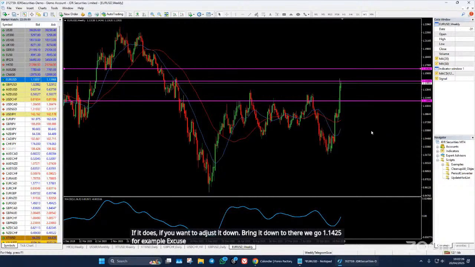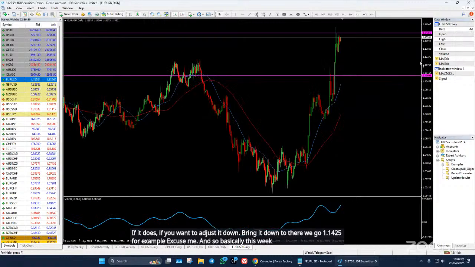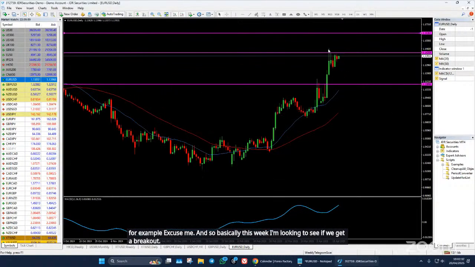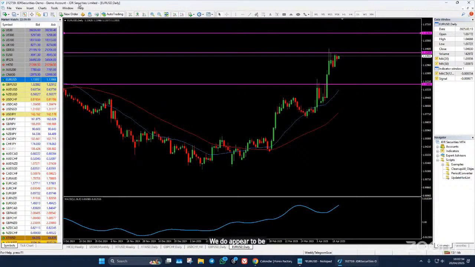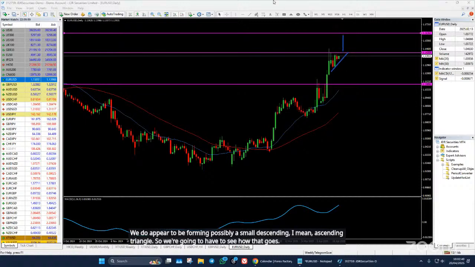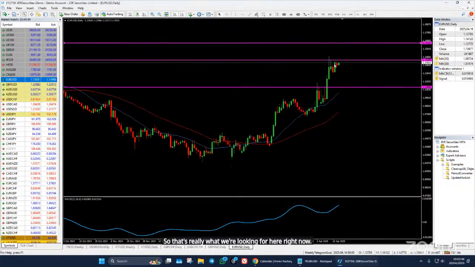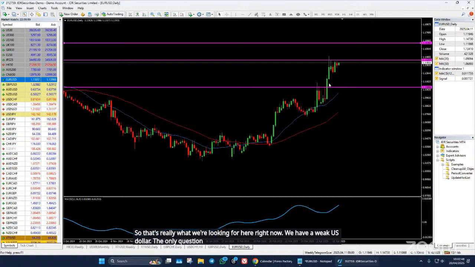And so basically this week, I'm looking to see if we get a breakout. We do appear to be forming possibly a small ascending triangle. So we're going to have to see how that goes. We could get a breakout, and that's where I would expect the market to go. So that's really what we're looking for here. Right now, we have a weak US dollar. The only question is whether it's a little bit overextended. Does it need a bit of a pullback?